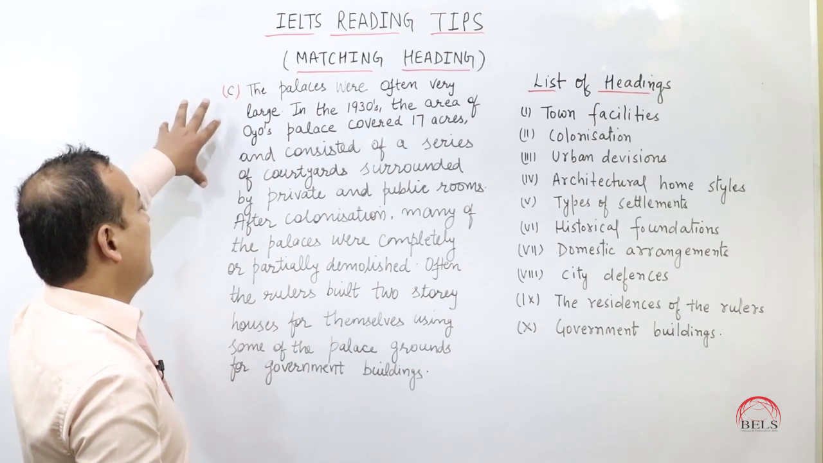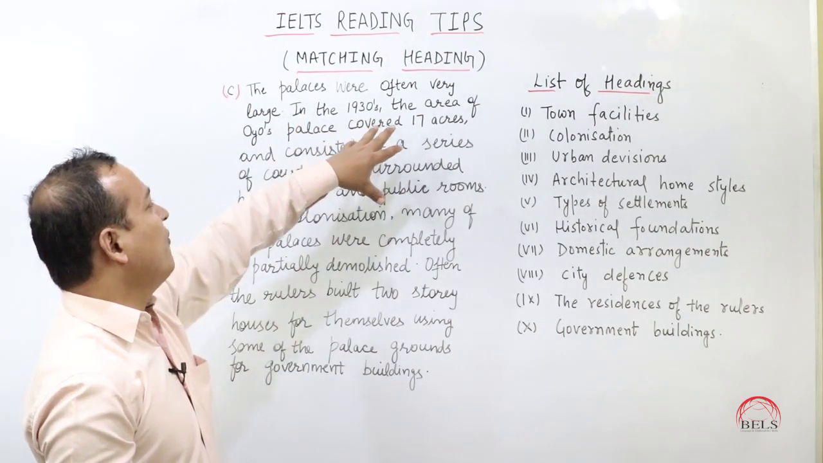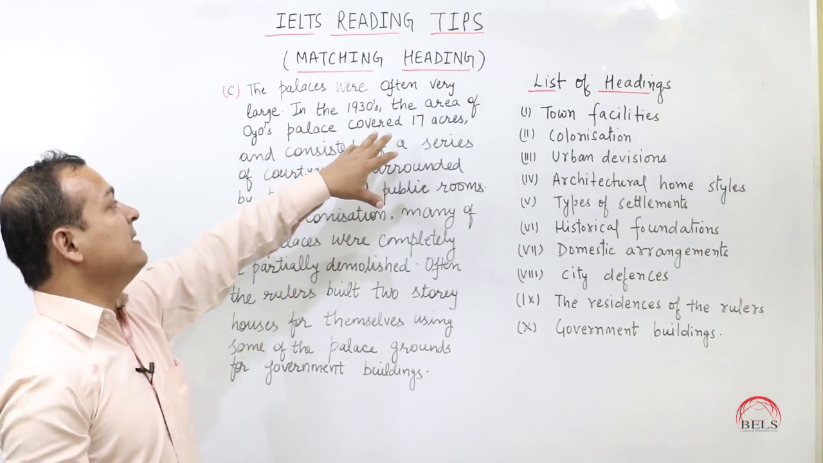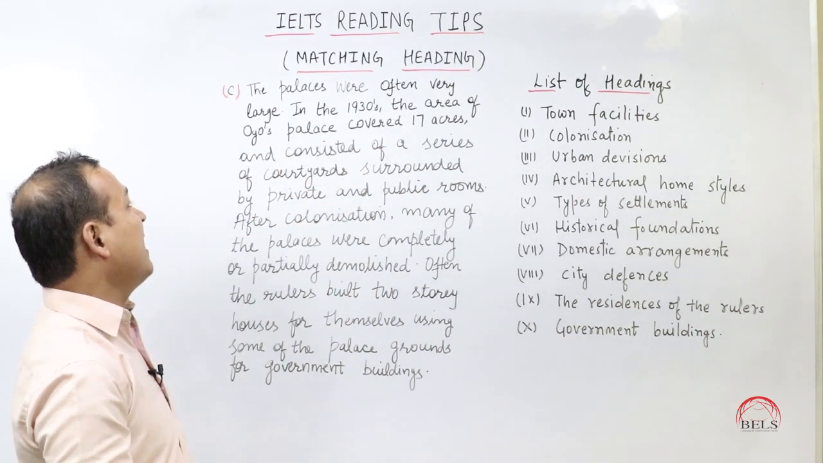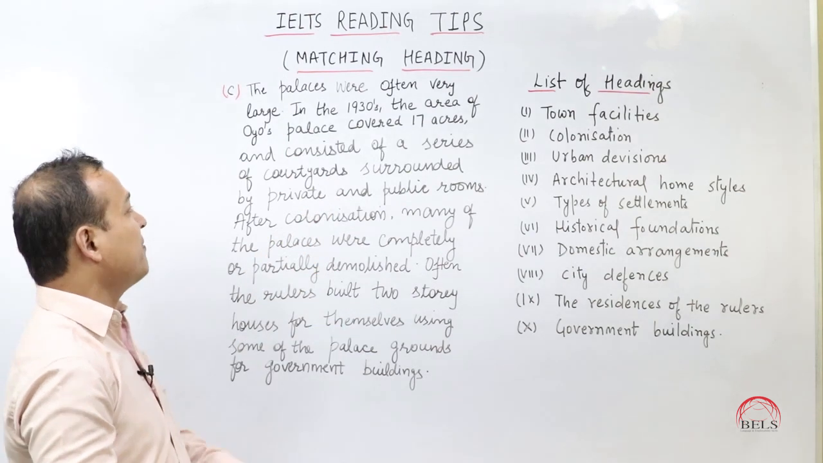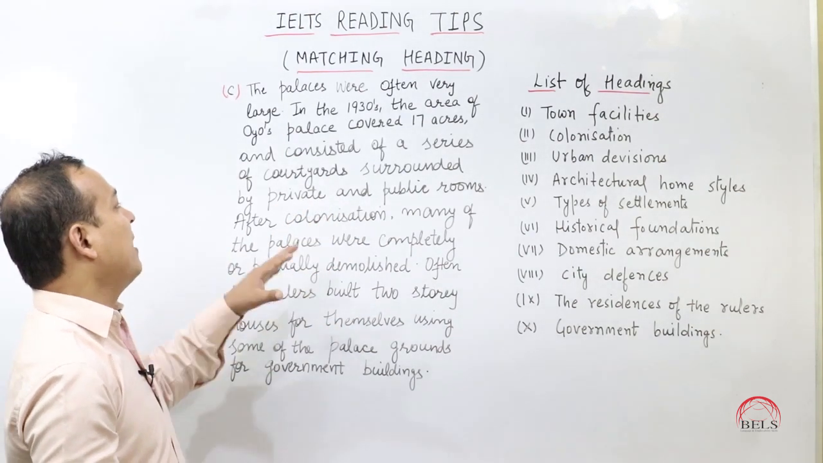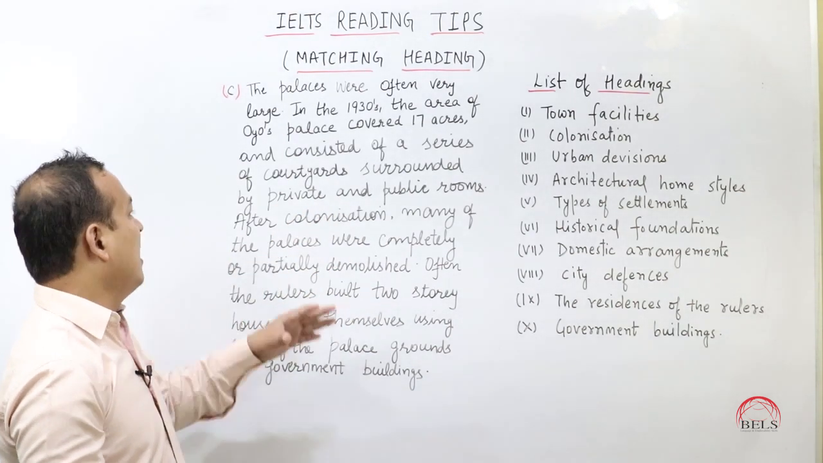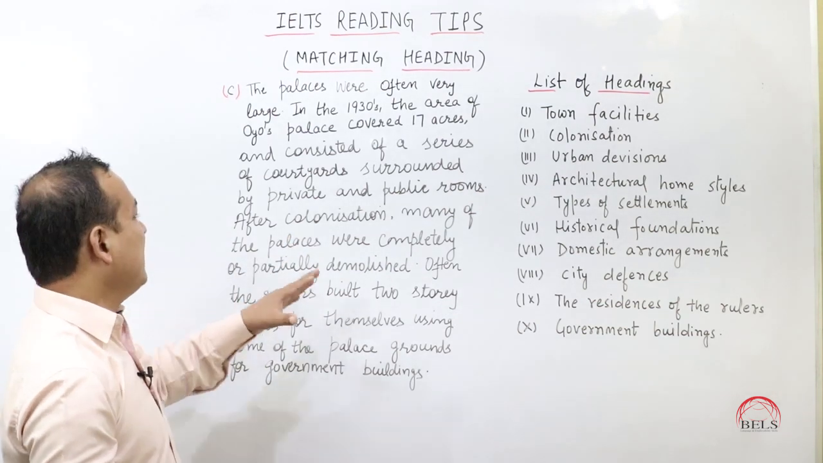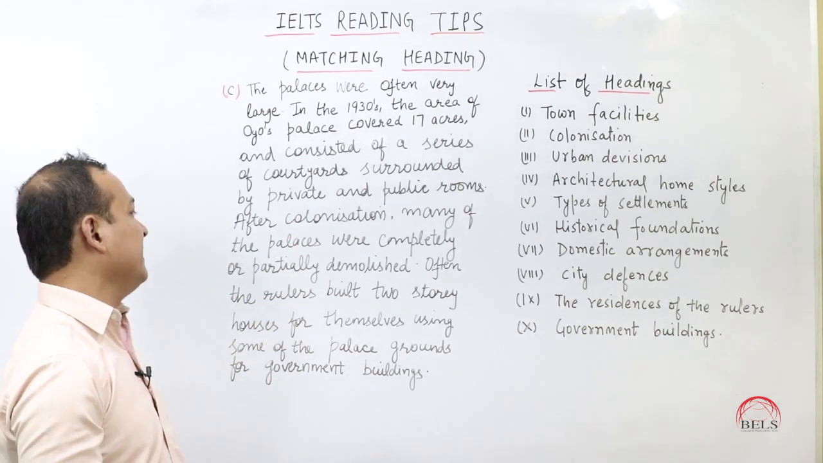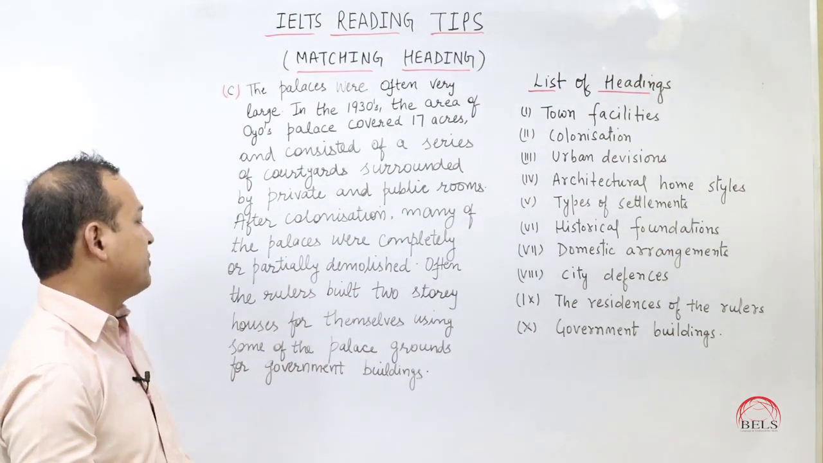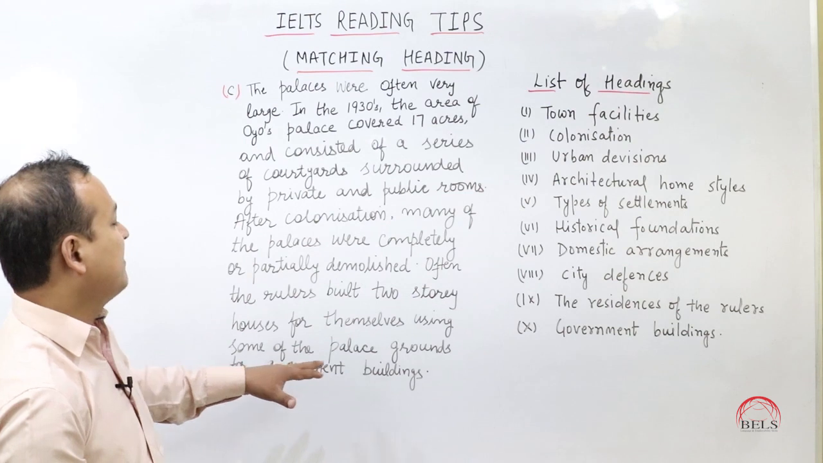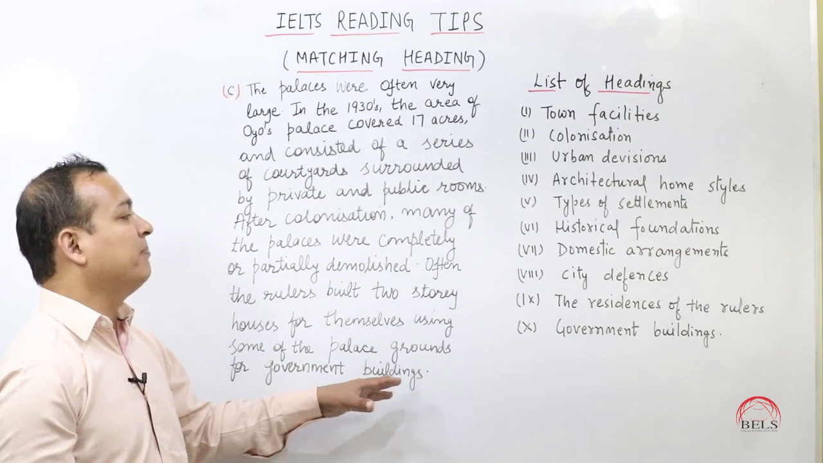Here we have a paragraph. The palaces were often very large. In the 1930s, the area of Oyo's palace covered 17 acres and consisted of a series of courtyards surrounded by private and public rooms. After colonization, many of the palaces were completely or partially demolished. Often the rulers built two-story houses for themselves, using some of the palace grounds for the government buildings.